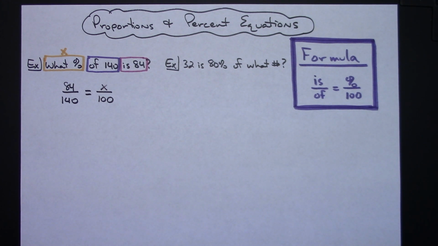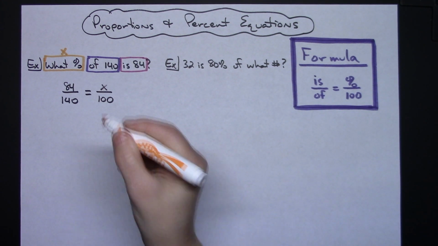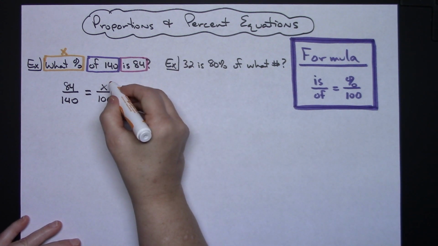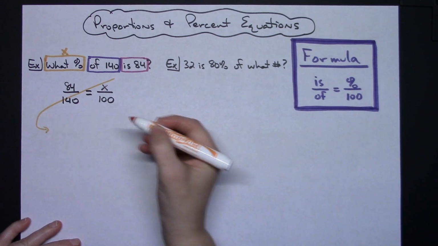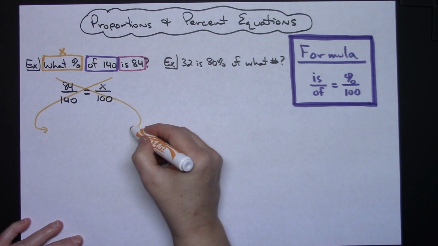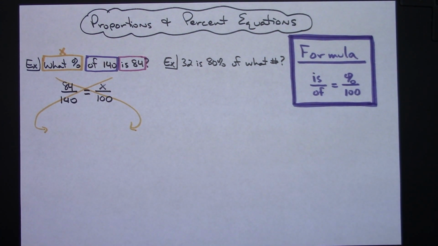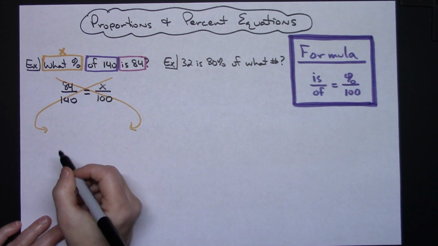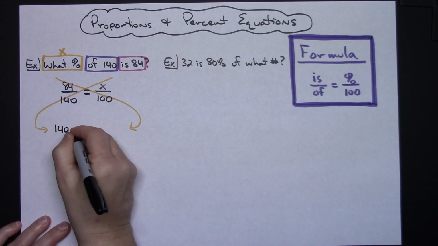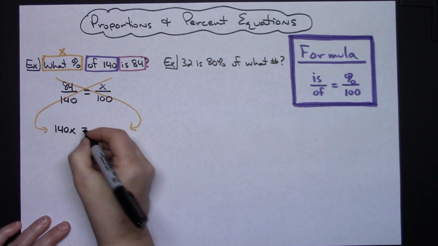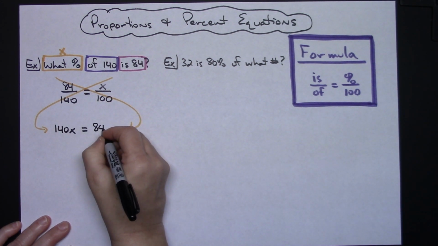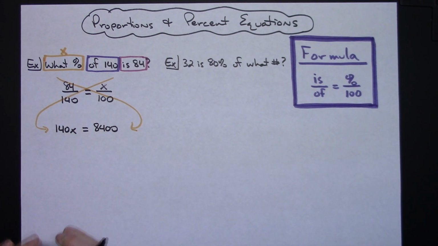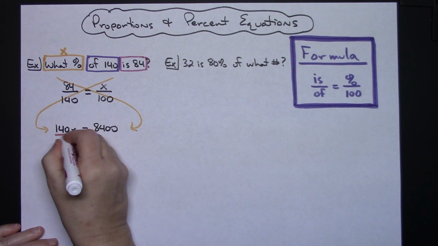On this first one I'm actually going to show that with some arrows, and then after that I honestly would not draw the arrows because it just clutters up the problem. But I'm going to cross multiply down. So 140 times x is going to be 140x. My equal sign is going to come straight down. 84 times 100 will be 8,400.